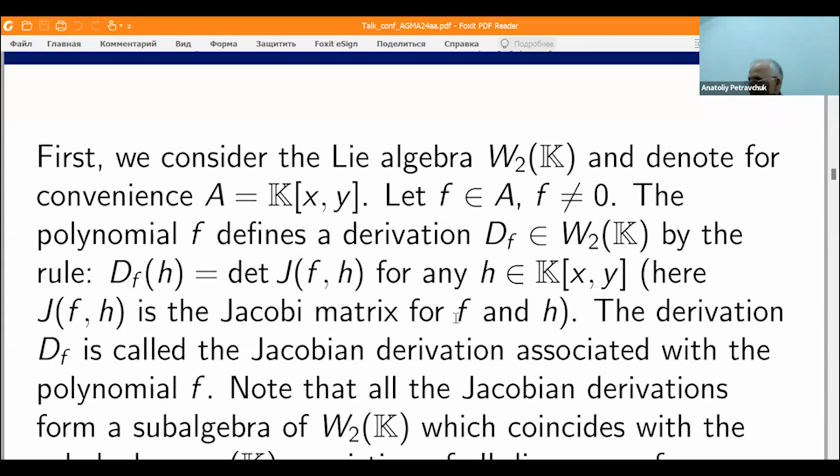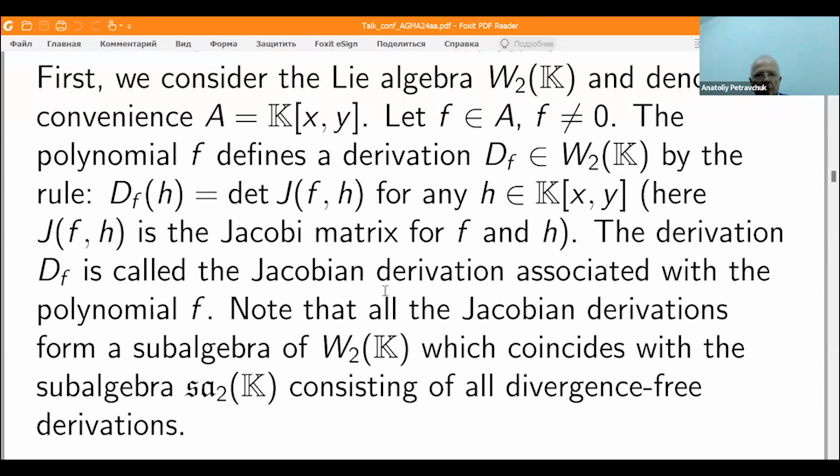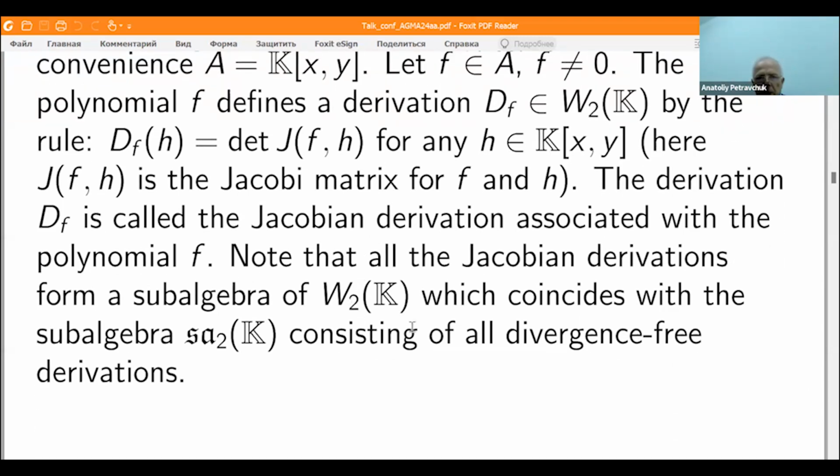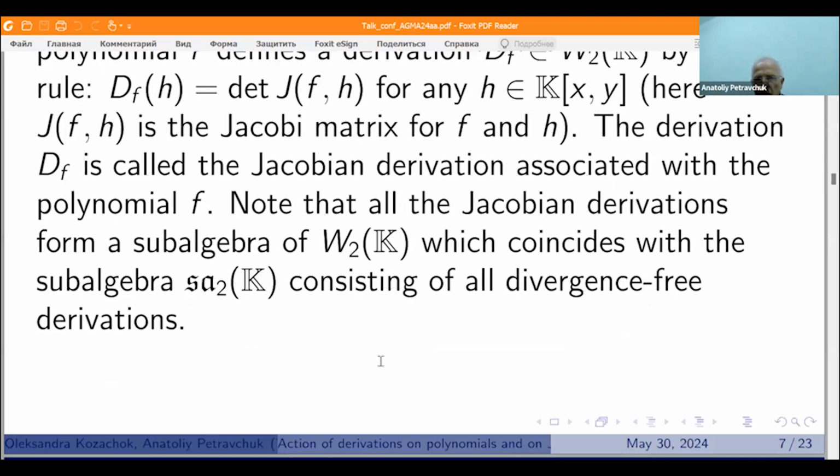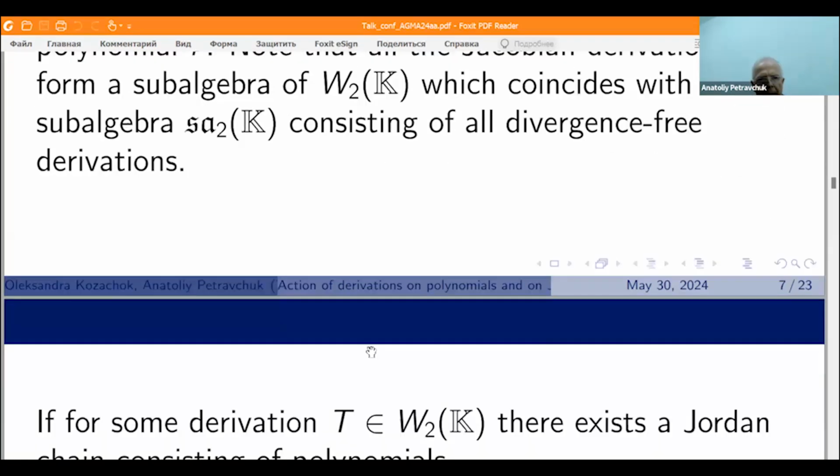This derivation is a Hamiltonian vector field. In other words, note that all the Jacobian derivations form a subalgebra of the Lie algebra W_2(K), which coincides with the subalgebra SA_2(K), consisting of all divergence-free derivations.